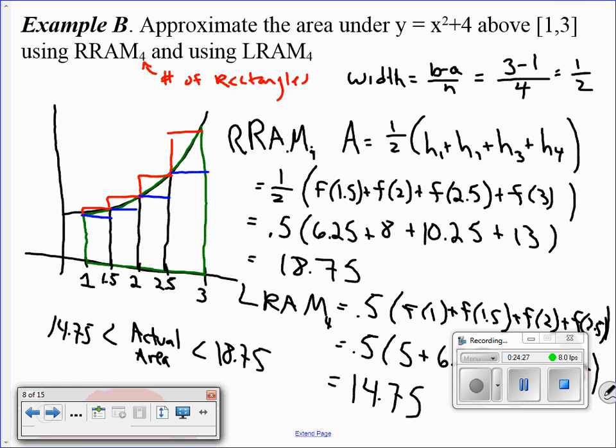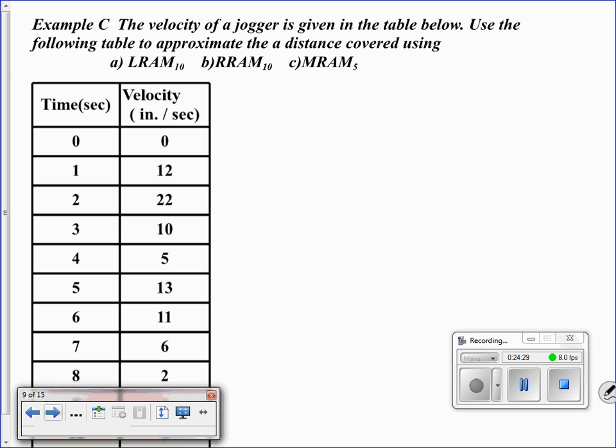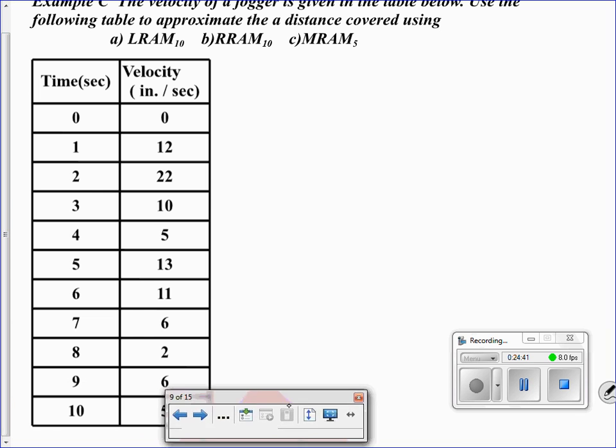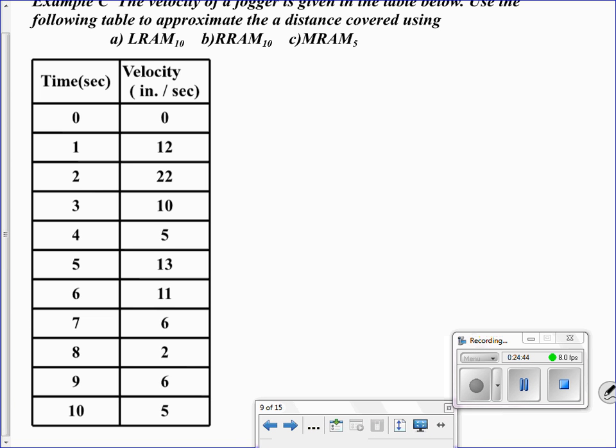Please, sir, can I have some more? Now, this time, we are not given the function. They just gave us some points. How many points did they give us? Let me see. Are there 10 or 11 points that they gave? 11, right? So if you have 11 endpoints, how many rectangles can we make? 10. It's always one less than the number of endpoints, the number of subintervals.